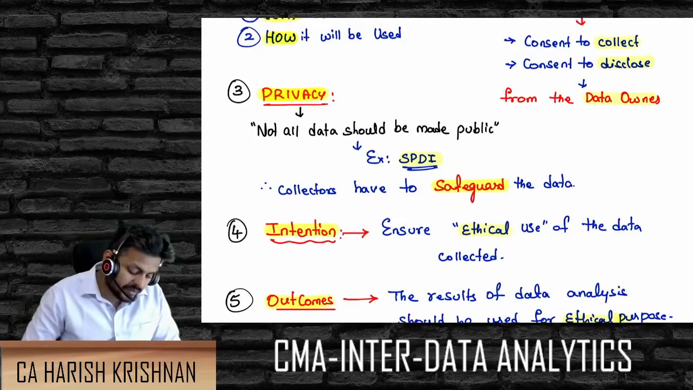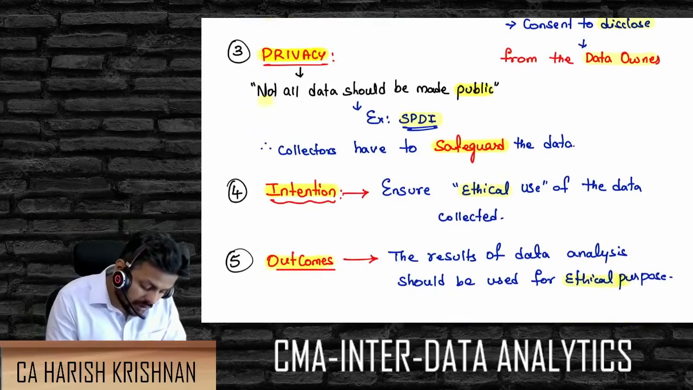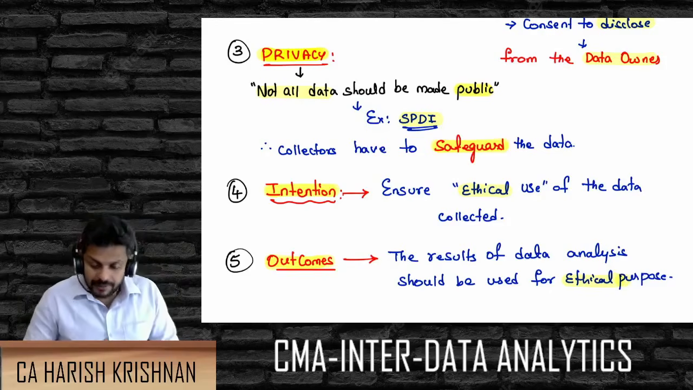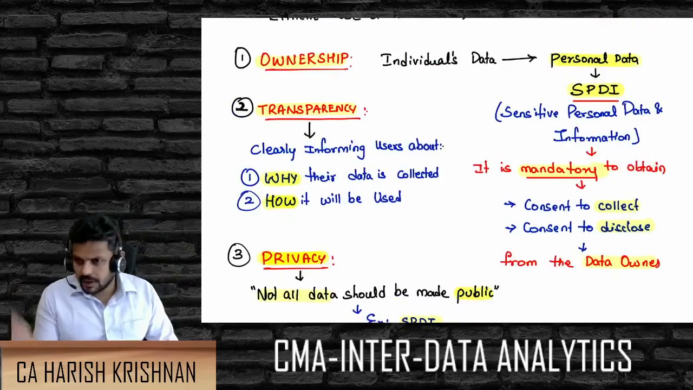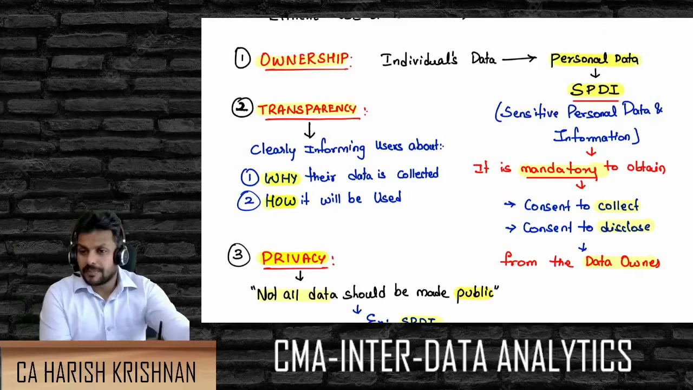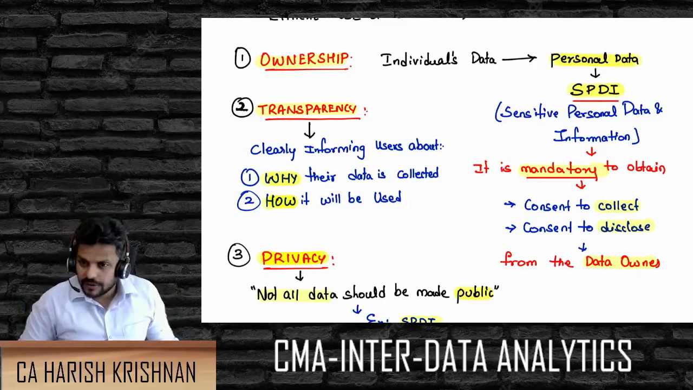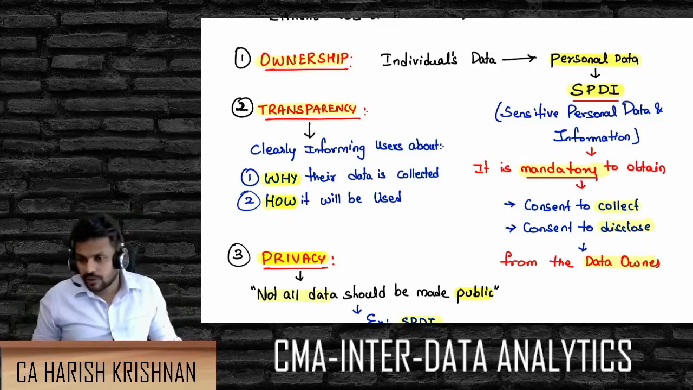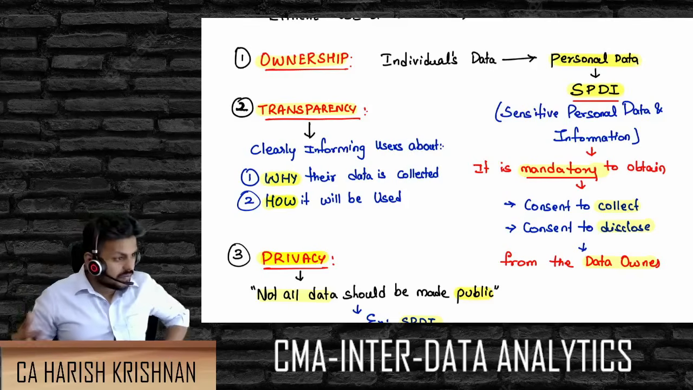Now data privacy: not all data should be made public. Here I wrote, sensitive personal data or information, which is about collecting certain things like financial information, passwords, and all of that of a person, and biometric information. They all come under sensitive personal data. You are not supposed to disclose that. We will not disclose your sensitive data. We will store it in our servers elsewhere.